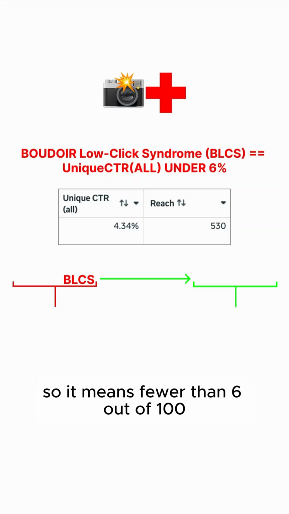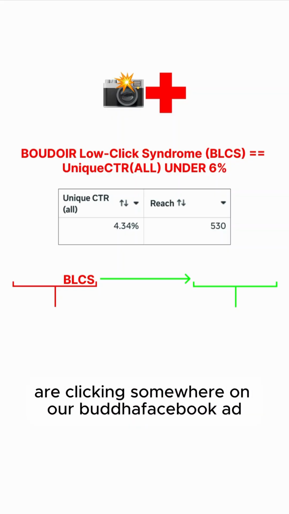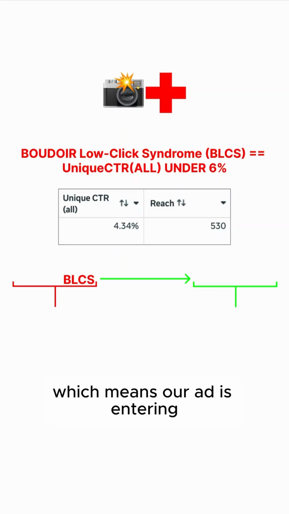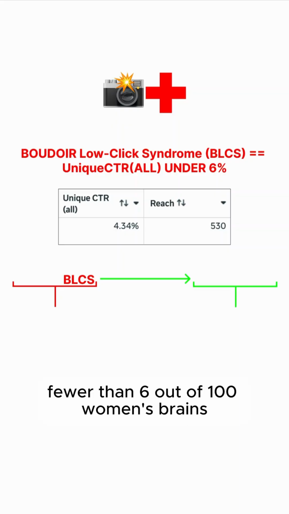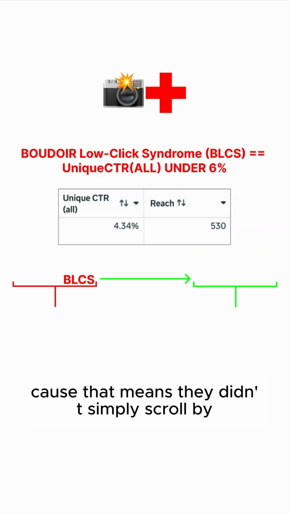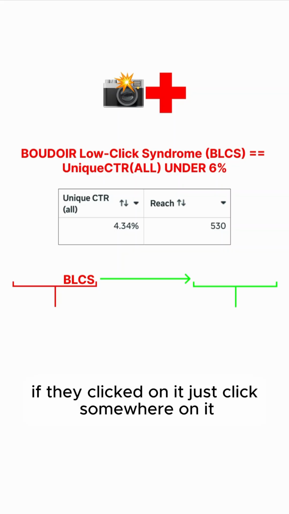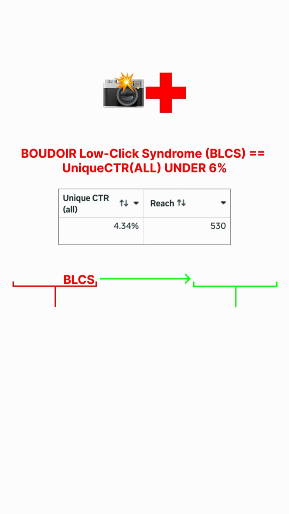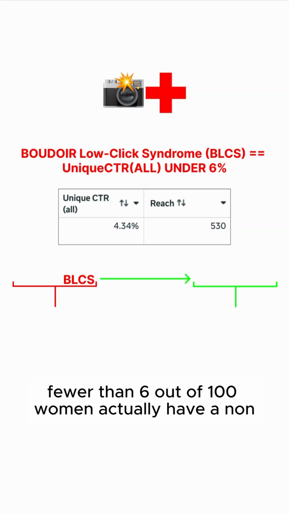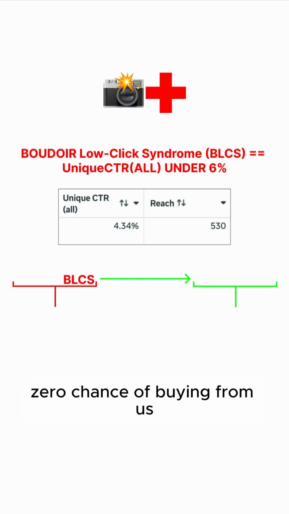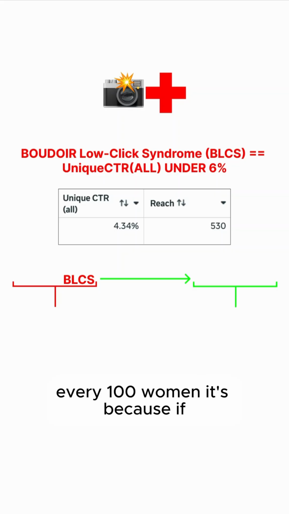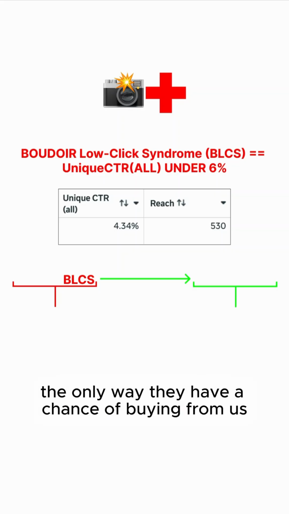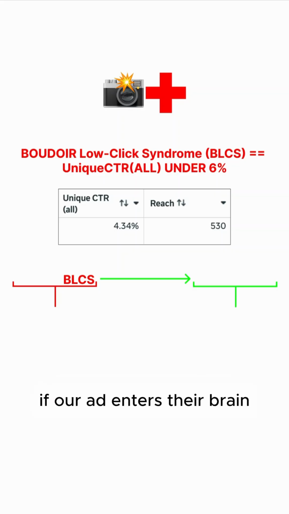That means fewer than 6 out of every 100 women are clicking somewhere on our Boudoir Facebook ad, which means our ad is entering fewer than 6 out of 100 women's brains, because if they clicked on it, they didn't simply scroll by. And that means fewer than 6 out of 100 women have a non-zero chance of buying from us, because the only way they have a chance of buying from us is if our ad enters their brain. So unique CTR is kind of the master metric, the leading metric.